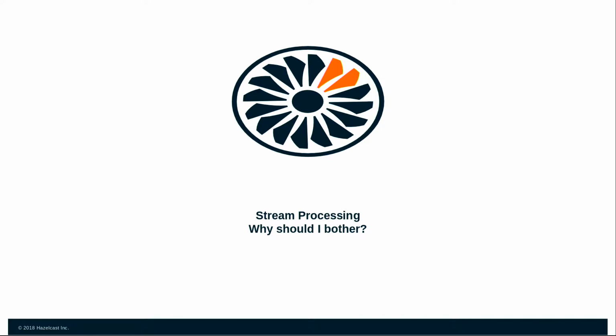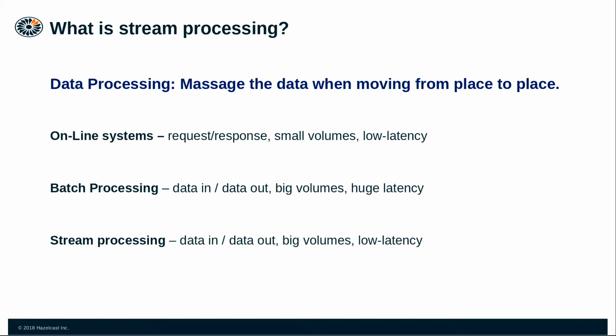So first of all, why should we be bothering with stream processing in the first place? In the past, there were just online systems: you have a request that you need to reply to, and there's a response for that. There may be no time limitations, or it is okay to reply in a couple of seconds. The volumes are generally low, and the latency could be high. There's no real-time processing, because this is a request-response system.